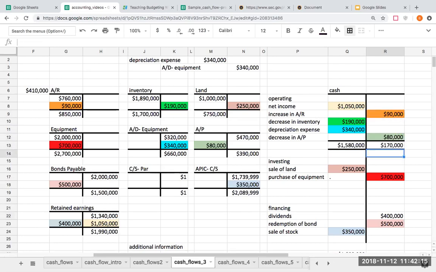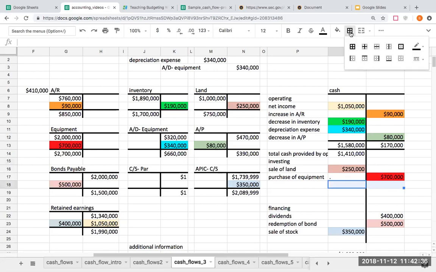So here in my operating section, on $1,580,000 of debits, 170,000 credits. So my total cash provided by operating is going to be $1,580,000 minus 170,000, or 1,410,000. For investing activities, I had two things happening here.